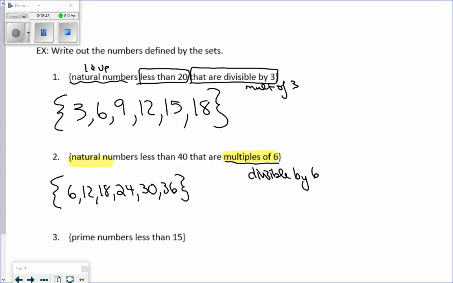Now, I will say this, you're not allowed to go dot, dot, dot. So you're not allowed to go 6, 12, 18, dot, dot, dot, 36. You have to list all the elements. You're going to hate me for it, but you have to. These are quite possible diploma exam style questions.